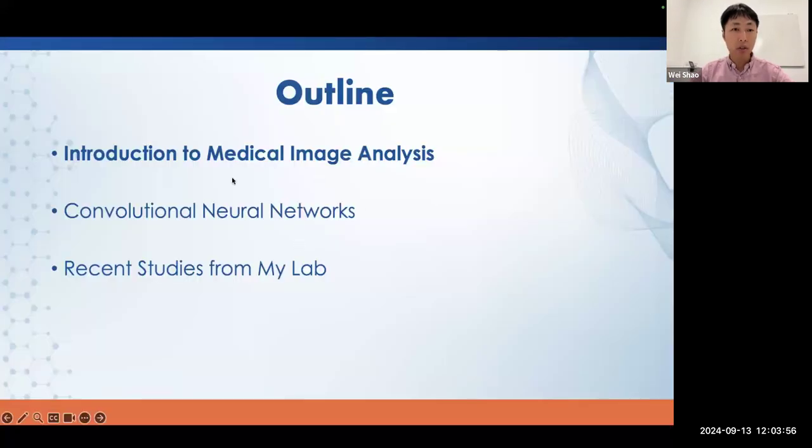And this is an outline of today's talk. First, I'll give you a brief introduction of medical image analysis. And for each medical image analysis task, I will give you one example of our work in clinics. And then I will briefly walk through the idea of convolutional neural networks, which is widely used for image analysis and medical image processing.